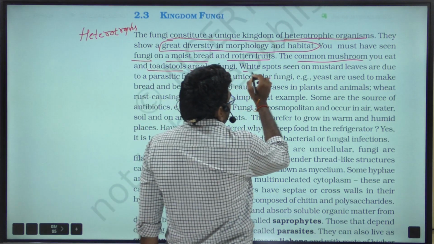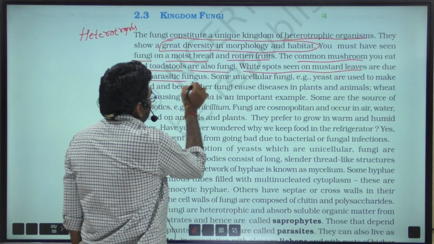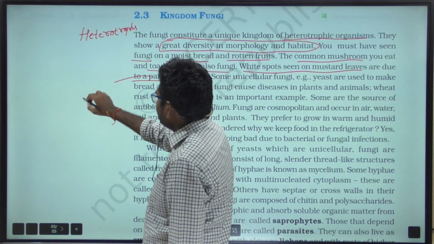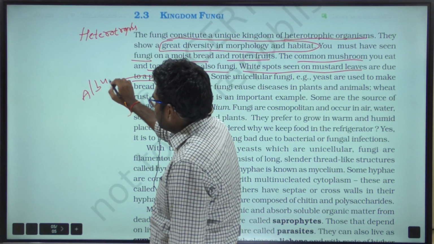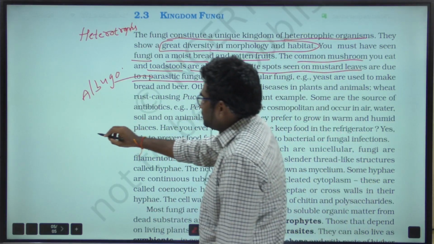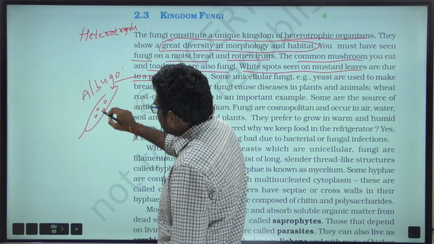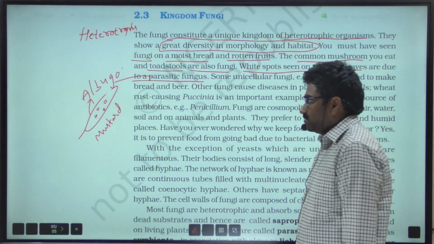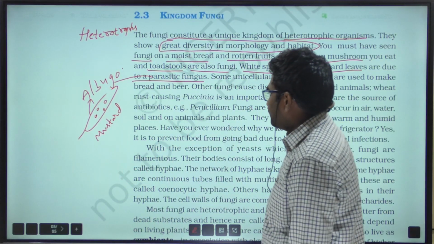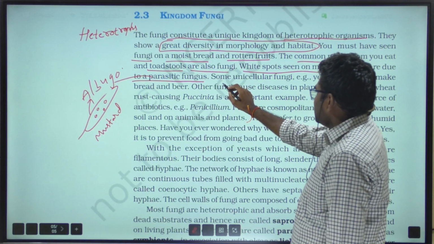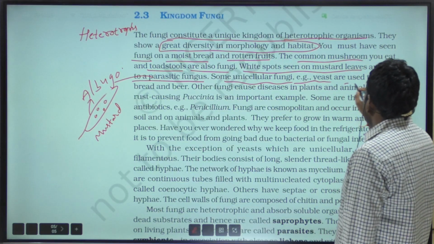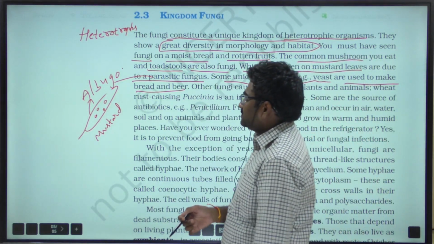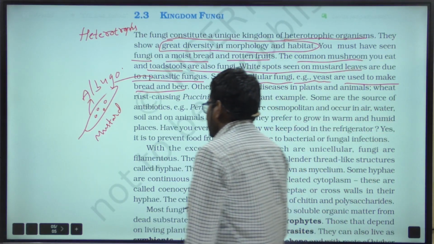Here, white spots seen on mustard leaves are due to parasitic fungi. The name of the parasitic fungus is Albugo, which is an obligate parasite. White spots on the mustard leaves are caused by the parasitic fungus Albugo, which belongs to the class Phycomycetes, right? And some unicellular fungi, example yeast, are used to make bread and beer. The name of the yeast is Saccharomyces cerevisiae.